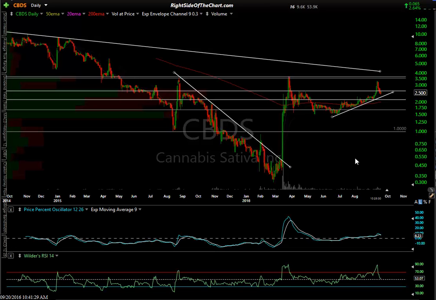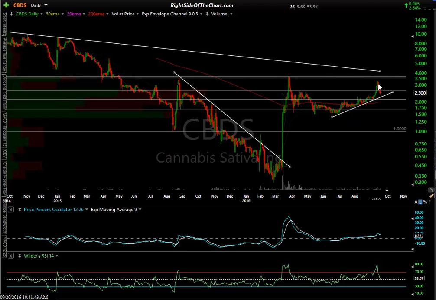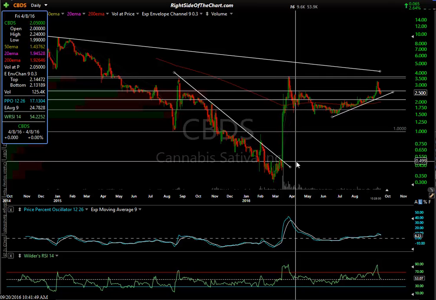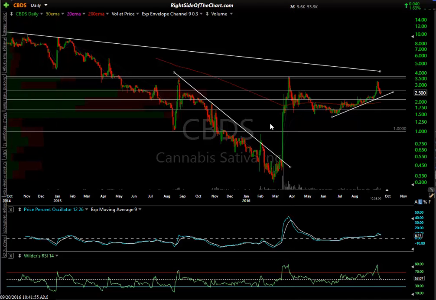CBDS, Cannabis Sativa, is an uptrend line to watch. Not one of my favorites, just this is a primary downtrend line that the stock may eventually work its way up to. It's in an uptrend now, but you can see here is a downtrend line. Look at that breakout. Just look at that move from there to there. That was about a 630% run in just a couple weeks.